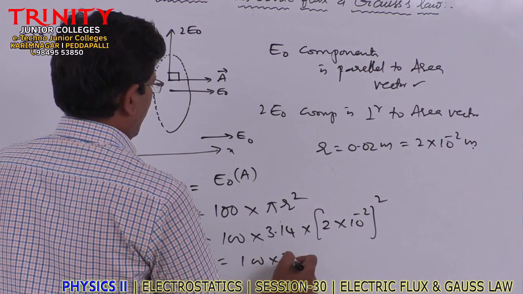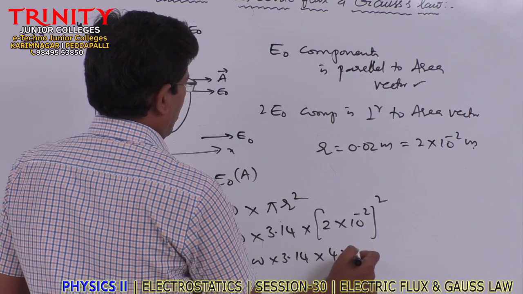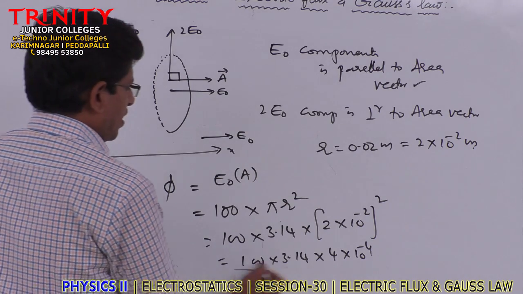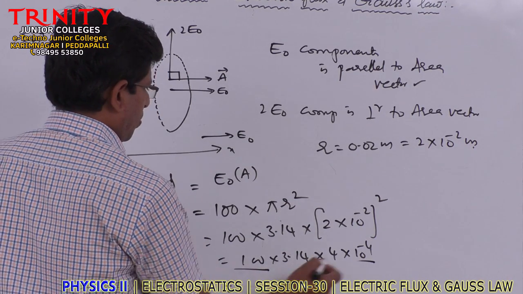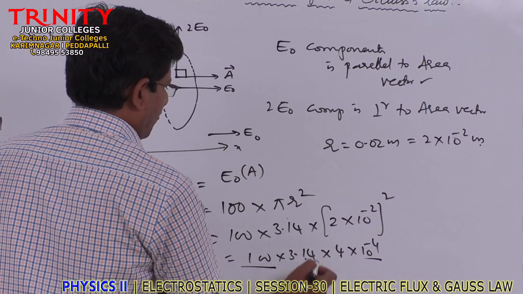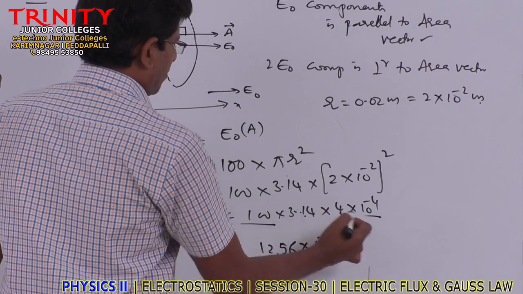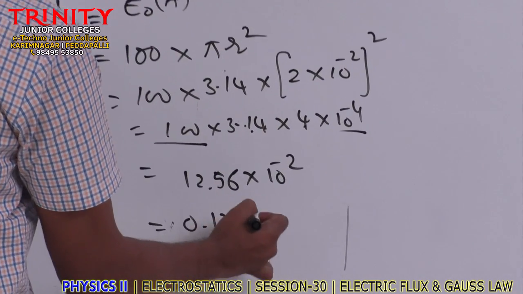Now, if you simplify, you will get some answer here, right? So, this 100 10 to the power of minus 4 is 10 to the power of minus 2. Let me simplify: 4 times 16, 5, 12.56, 10 to the power of minus 2. Therefore, 0.1256.